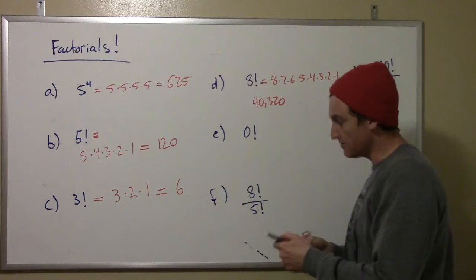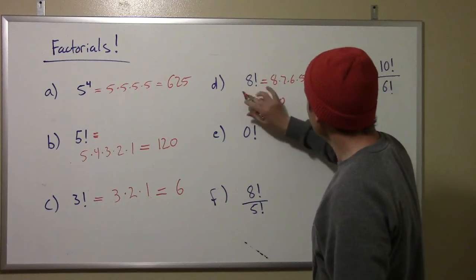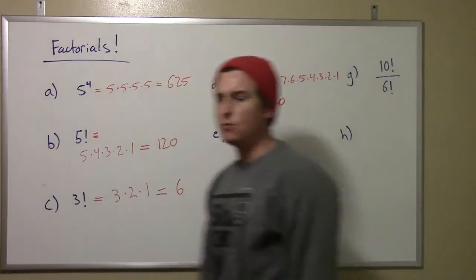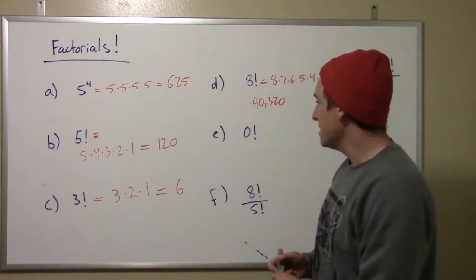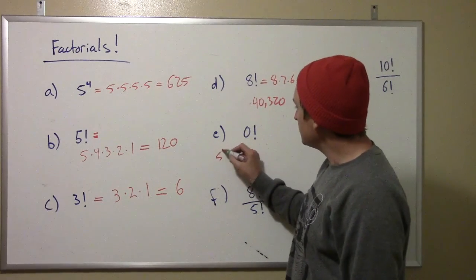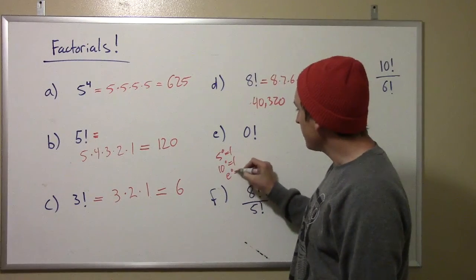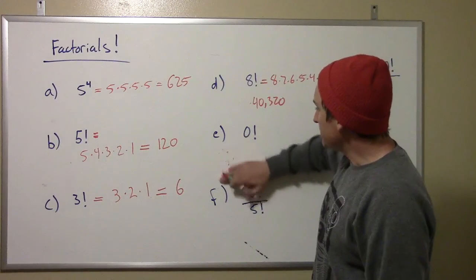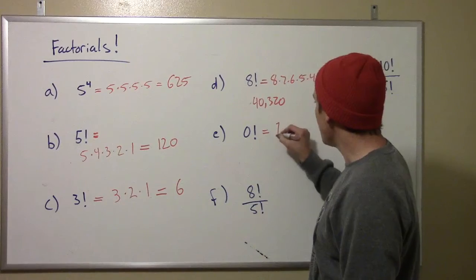Okay, so 40,320. Now 0 factorial is kind of a weird one, and it's similar to the power of 0. If you recall, 5 to the 0 power was 1, 10 to the 0 power was 1, or e to the 0 power, that's 1. Anything to the 0 power is 1. For a similar reason, 0 factorial is equal to 1.